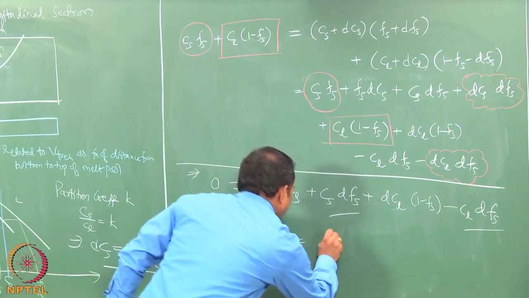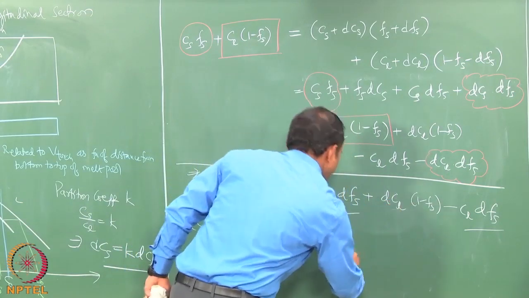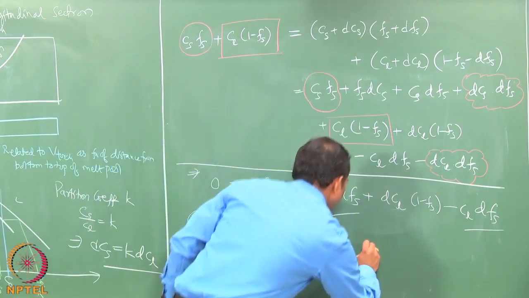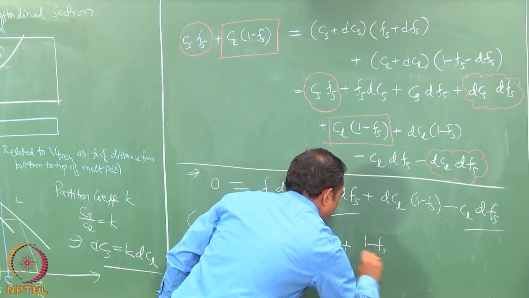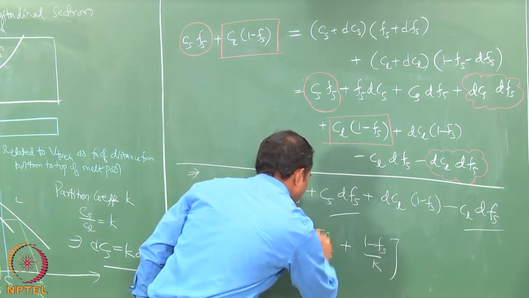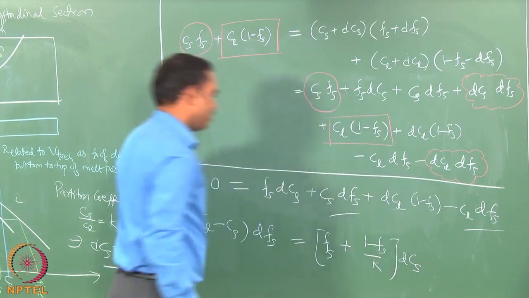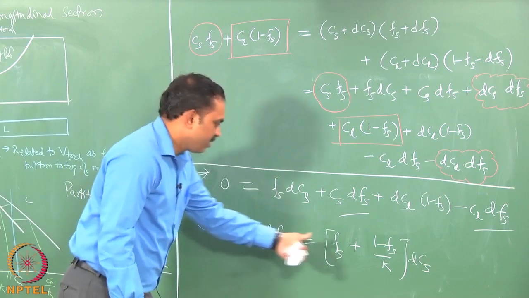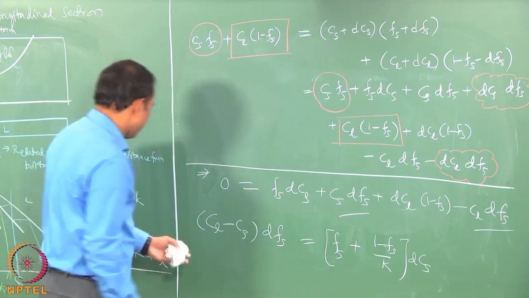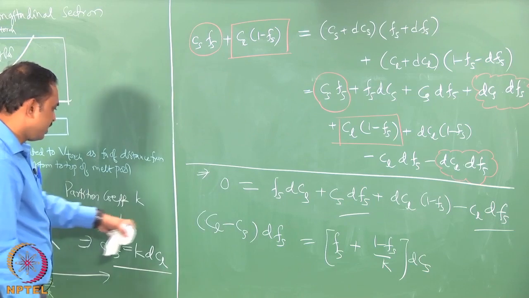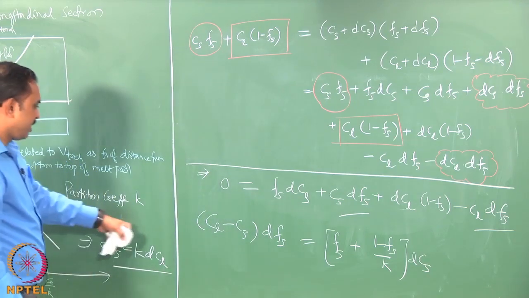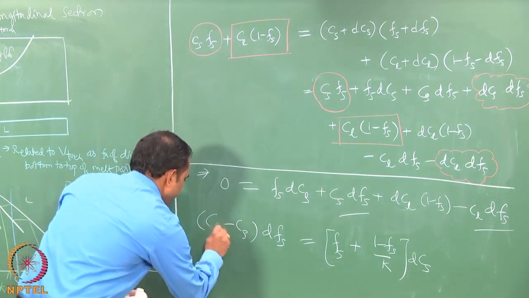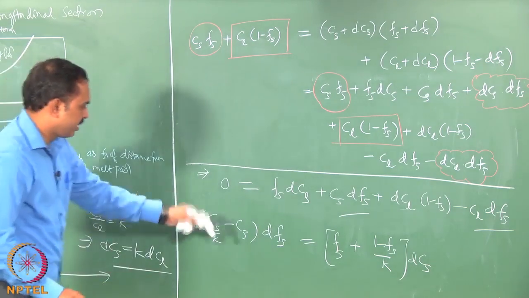So it can be written as FS plus DCL is DCS by K. So okay, this is the expression that we have now arrived at, okay. So now you could then make this a little bit more simple by using the same expression. So you can already see that CS by CL is K, which means that this can be simplified. So this can be written as CS by K, okay, which means that I can take the CS out.